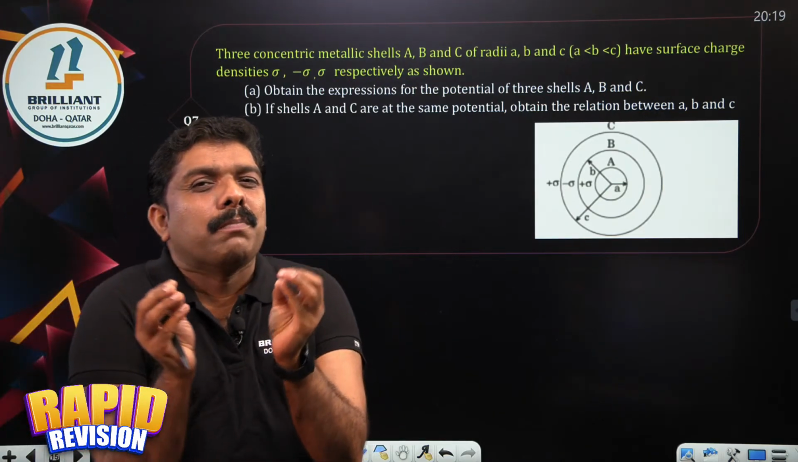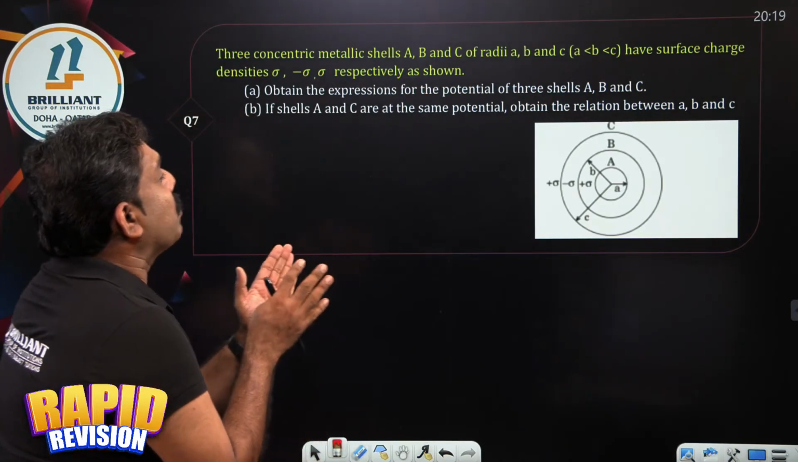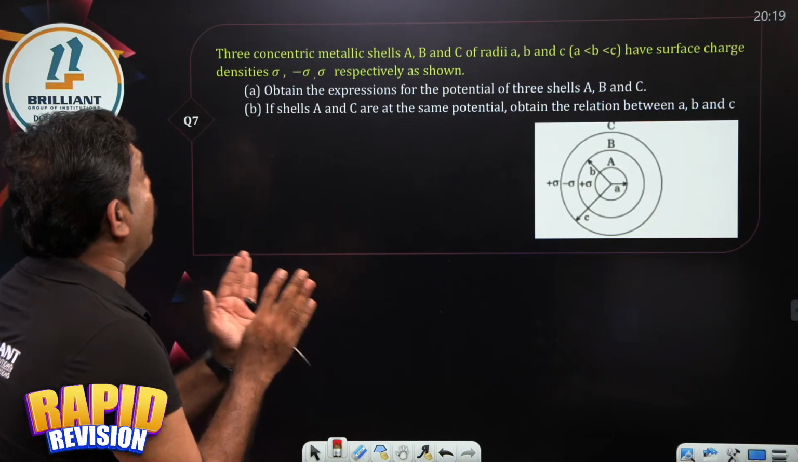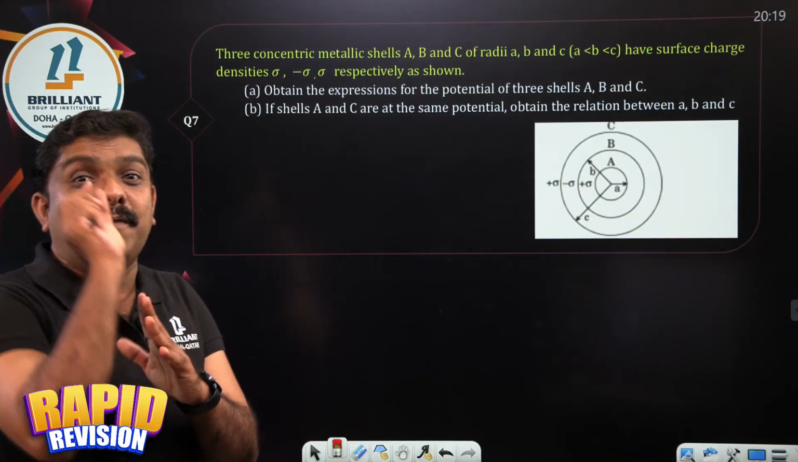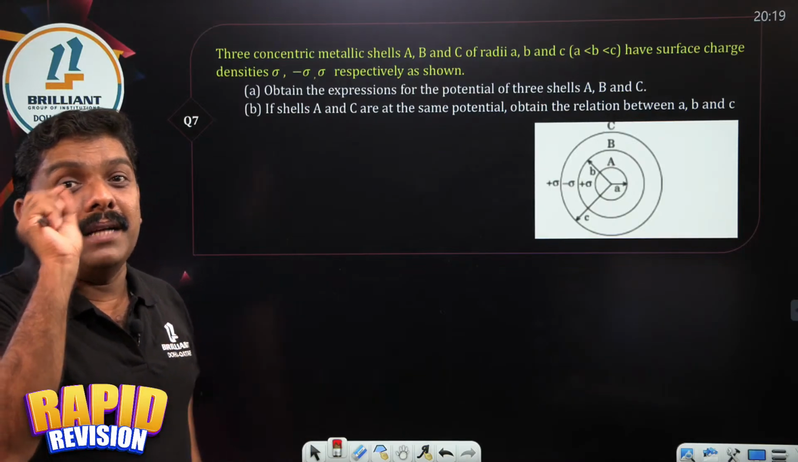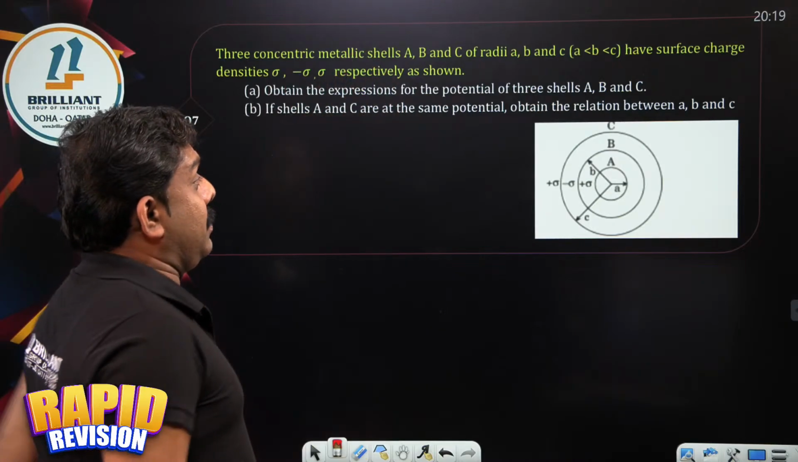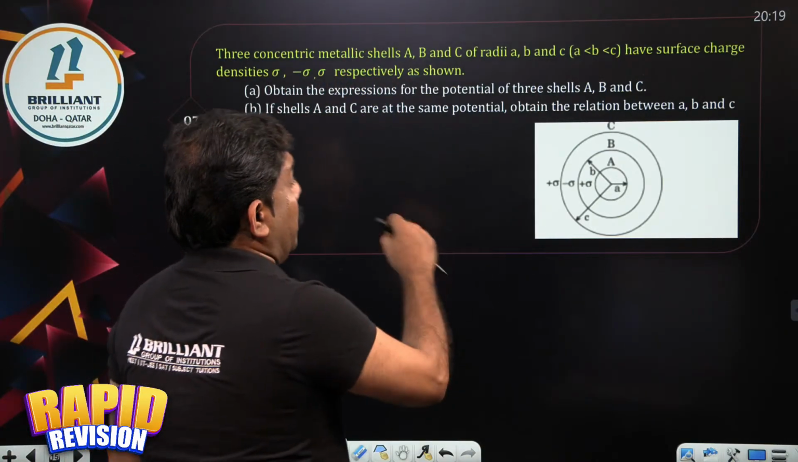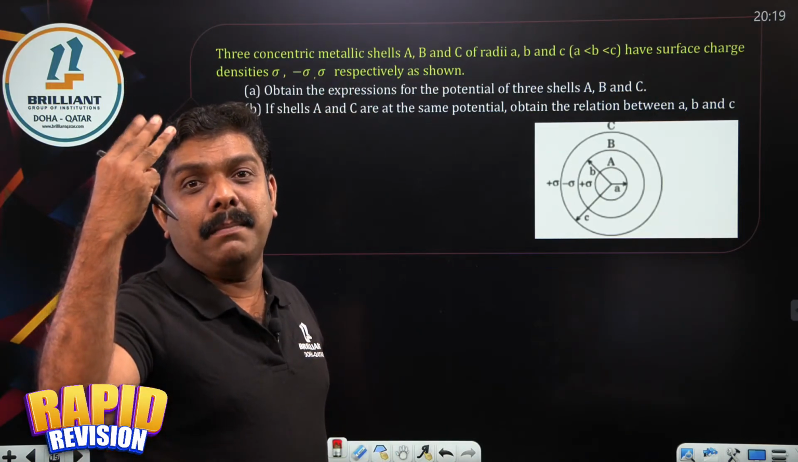We can add small concepts, but I cannot avoid this question because it is such an important question for the upcoming board examination. I am saying it is one of the golden questions for the March 6th exam. So look, 3 concentric metallic shells, A, B and C. The question is a little lengthy, the solution will be lengthy, expecting a 3-mark question.